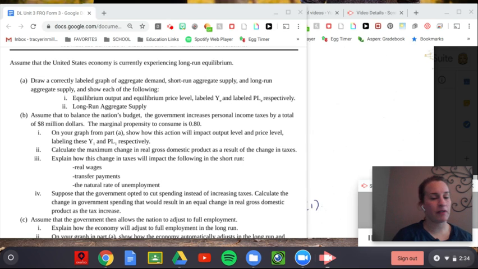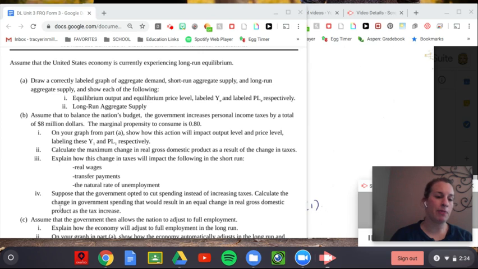Okay, so this is for Form 3, which we called blue. This one says assume that the United States economy is currently experiencing long run equilibrium. For part A, you had to graph that. You get 1 point for putting the short run equilibrium in the correct spot and 1 point for putting the long run aggregate supply there.